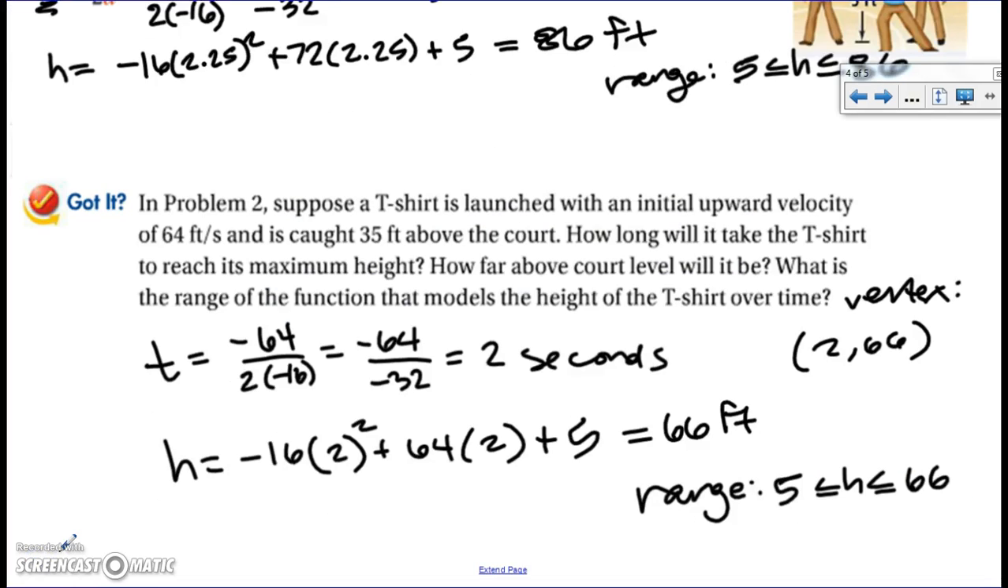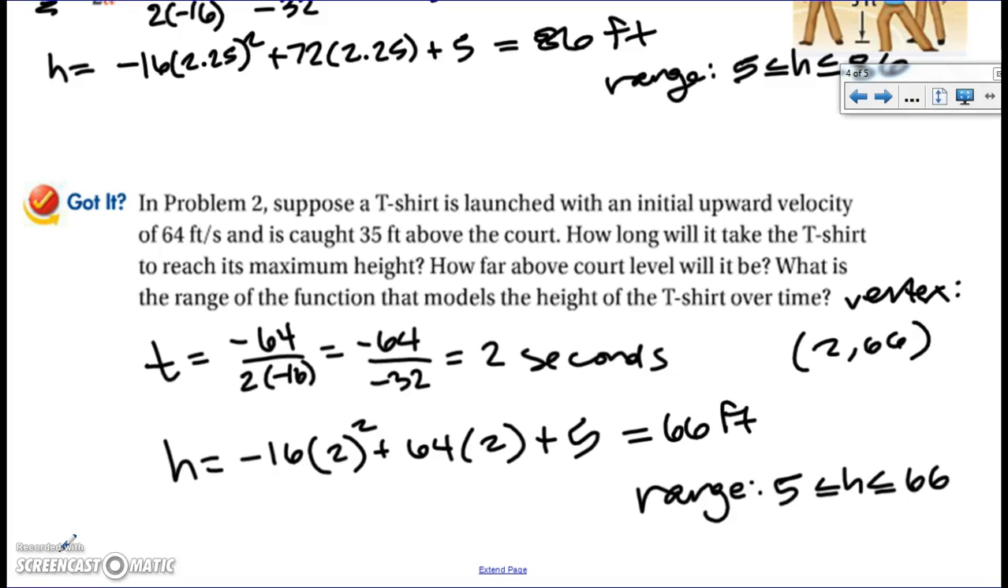Okay, hopefully when you went through your got it problem to solve for your t, which again is your time or your x-coordinate, when you plug it in, you got 2 seconds. So it's going to take 2 seconds for the t-shirt to reach its highest point. And then if you plug that 2 back into your equation, you would get for your h or your y, your height is going to be 66 feet. So it will not go quite as high as the problem before, and it's going to take 2 seconds to reach its height of 66 as your vertex.